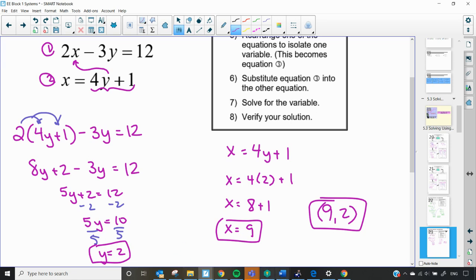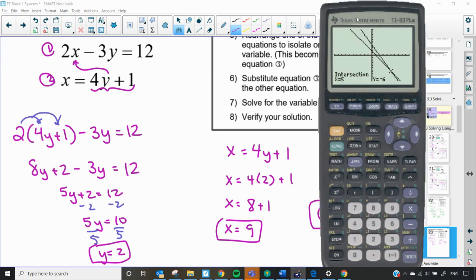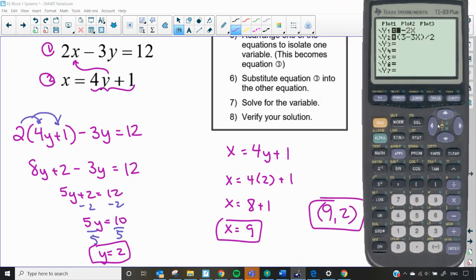So all of these remaining examples, I'm going to be verifying using my calculator. And so I'm going to go in and clear out my equations. And for these equations here, the first one, I've got 2x minus 3y equals 12. So to get y by itself, I'm going to have some brackets here. I'm going to have to go 12 minus 2x, and then I'm going to divide by negative 3. And my other equation, to get y by itself, I'm going to have to take the x and subtract 1, and then divide by 4.